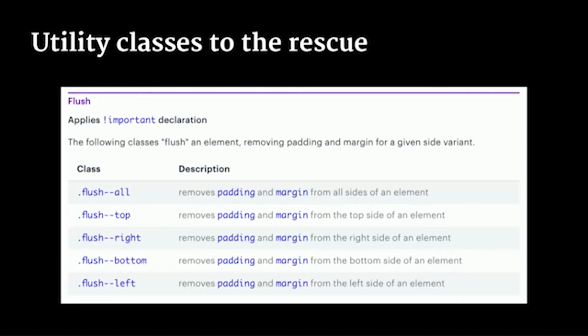So at Meetup, we started about 2 years ago going to a utility class-based approach to styling things. This is a simple example. These are just flush classes. They remove space from an element on whatever given side. Not super impressive, but it is pretty useful. You don't have to actually open your editor to write CSS to do a very simple thing in markup.